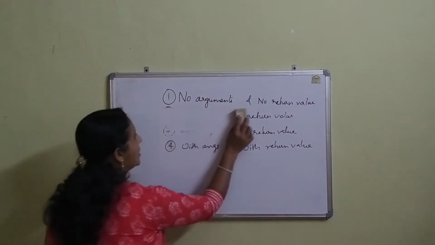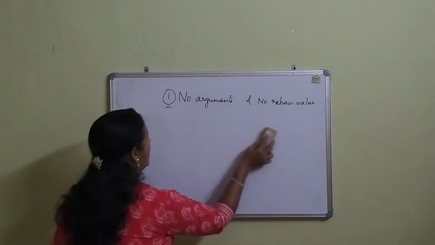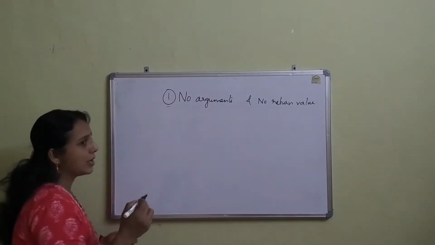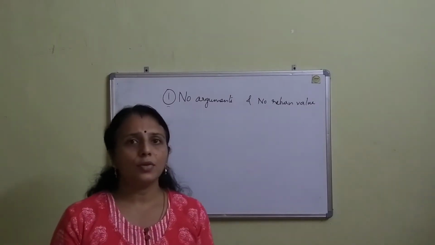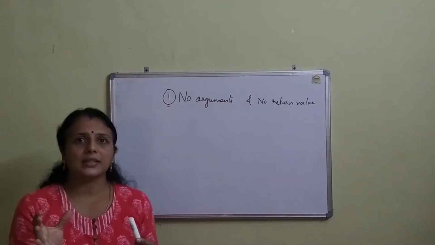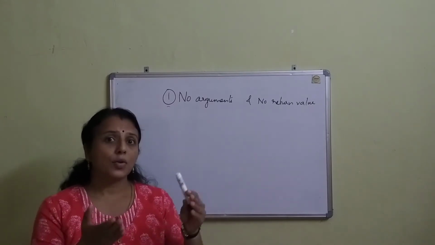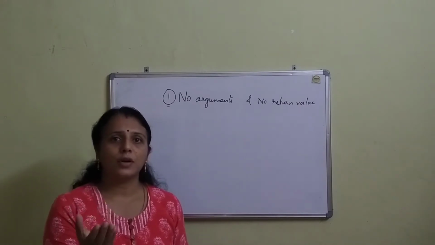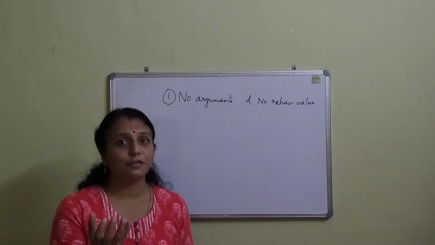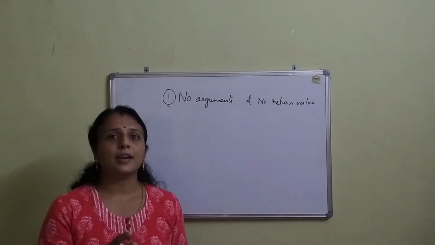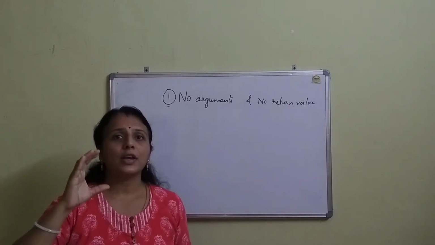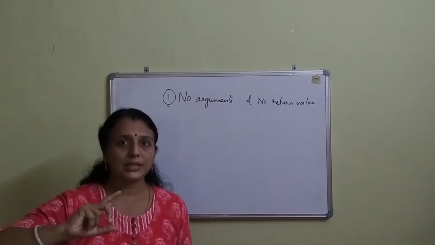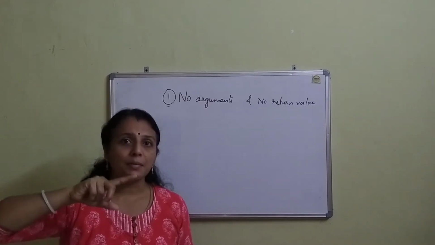First is no arguments and no return value. Suppose you are going to write a function like main. You know that main is a function. You write a set of statements inside main, and main is invoked first by the operating system. Similarly, we write a set of code called a method or function, which is called explicitly by some other program, not by the operating system.